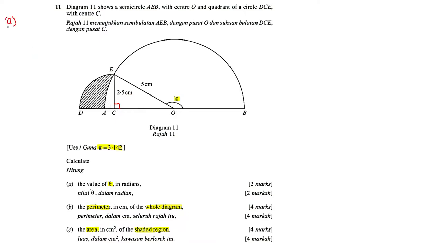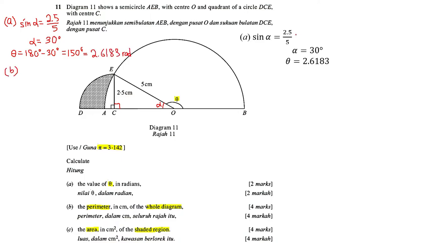To find the value of theta, we have to find the angle alpha first by using sine. So sine alpha is equals to 2.5 over 5. So we get 30 degree. Now we can find the theta already. 180 degree minus 30 degree gives us 150. We just have to convert to radian. So 150 divided by 180 times 3.142, and we get the value of 2.6183 rad. 1 mark is given for the working step, 1 mark is given for your answer of theta.